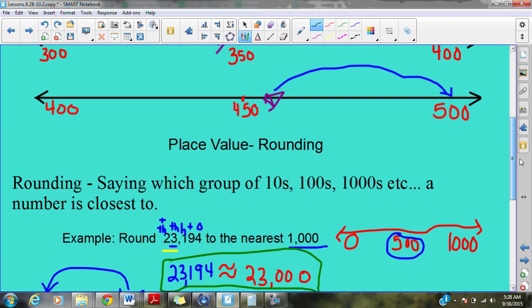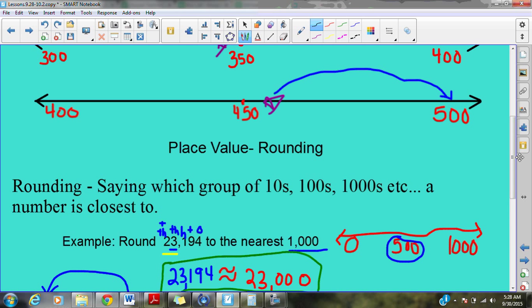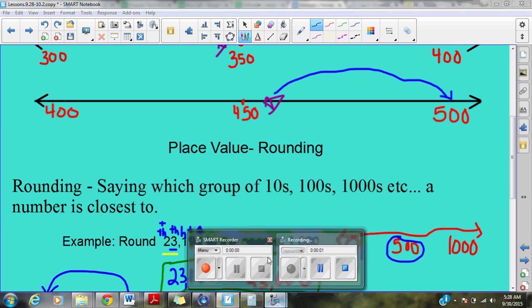So, just to remind you, rounding is saying which group of tens, hundreds, thousands, etc. a number is closest to. And so when we round, we use our number lines. This symbol here means approximately or close to. And that is estimating.